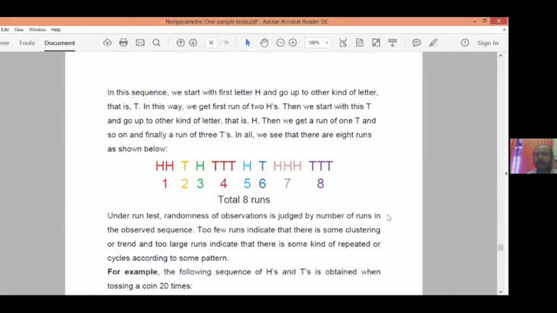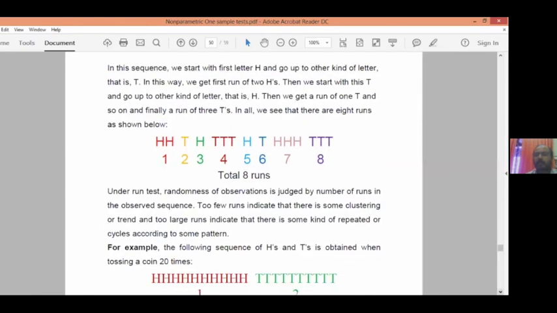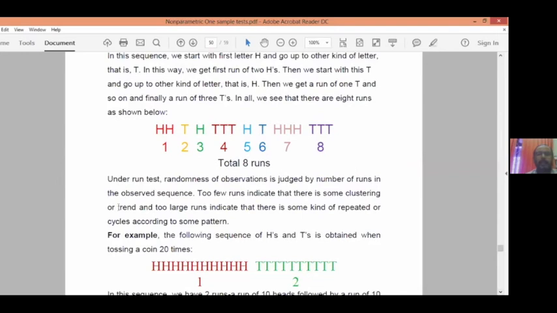We have to check whether the data is random or not; randomness must be verified. Under the run test, the randomness of observations is judged by the number of runs in the observed sequence. Too few runs indicate some clustering or trend, and too many runs indicate some kind of repeated cycles or pattern.